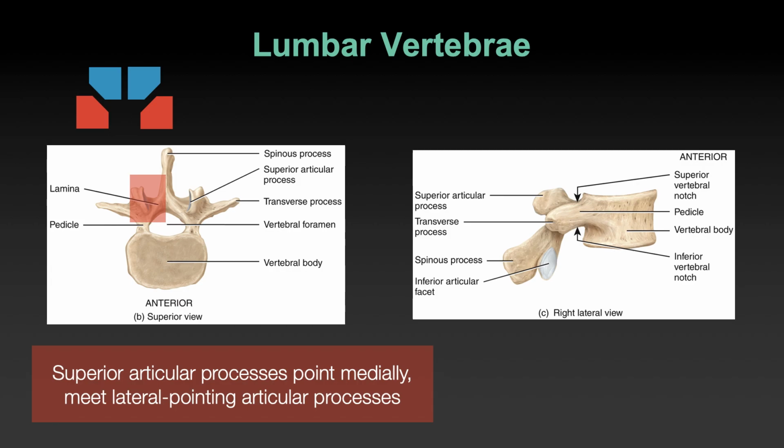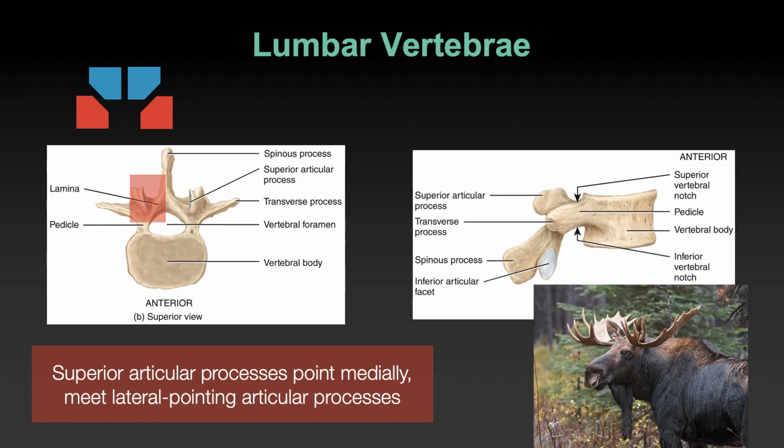Or, what does this look like? Yeah, I hear it. Moose head. Absolutely. If that doesn't look like a moose, you're crazy. So, medially pointing articular surfaces, sure. Or it looks like a moose. I think it's these things that do it. Whatever you call that on a moose.